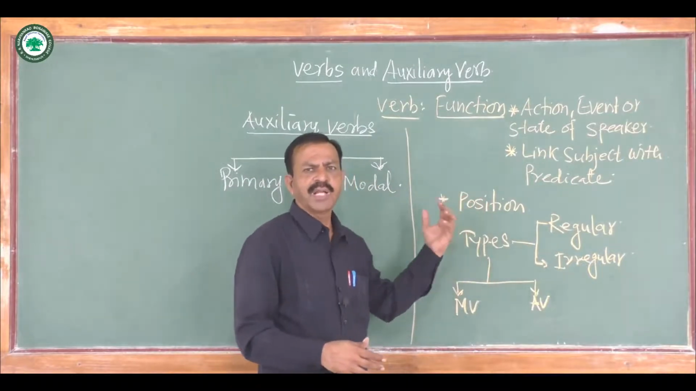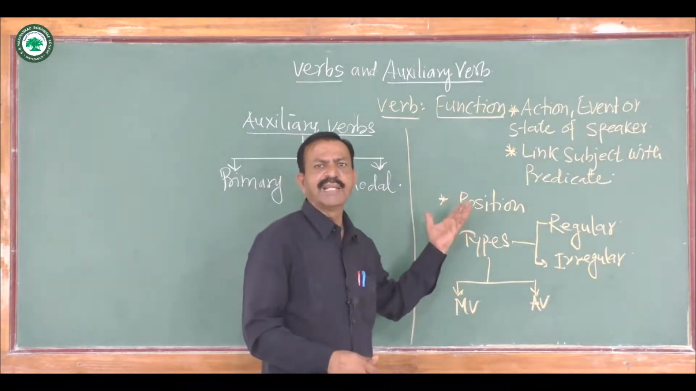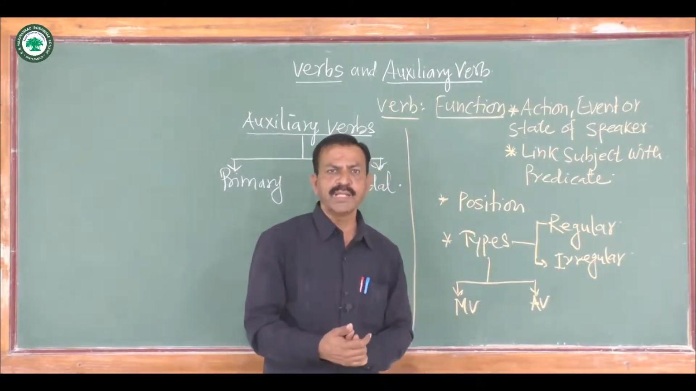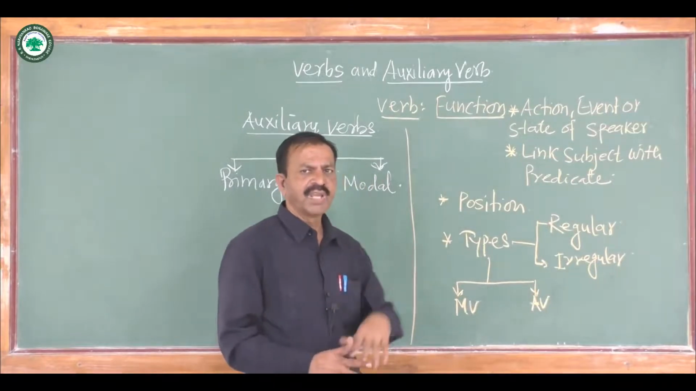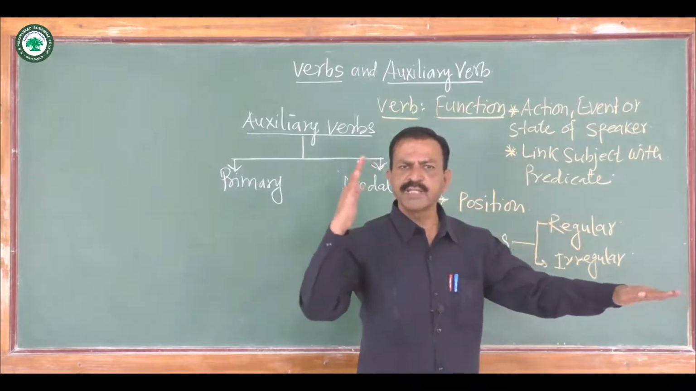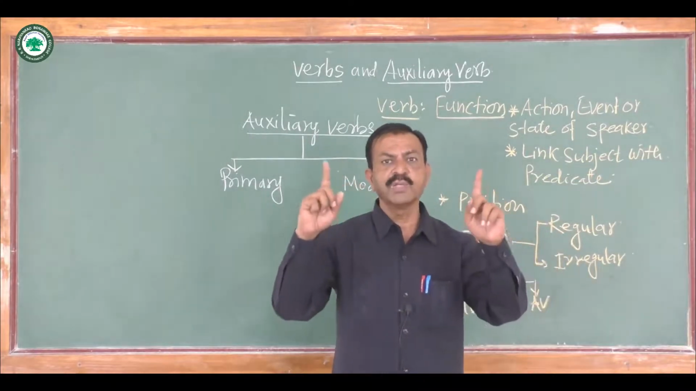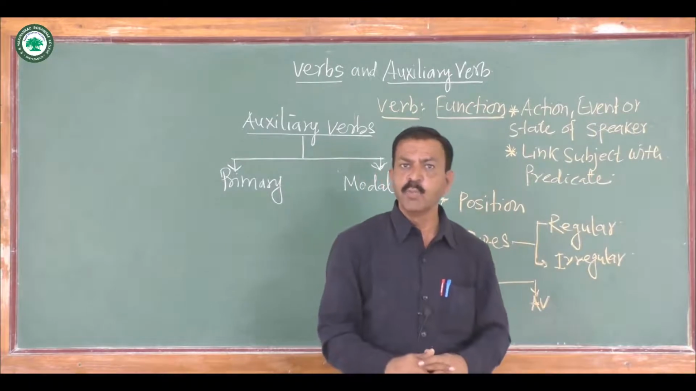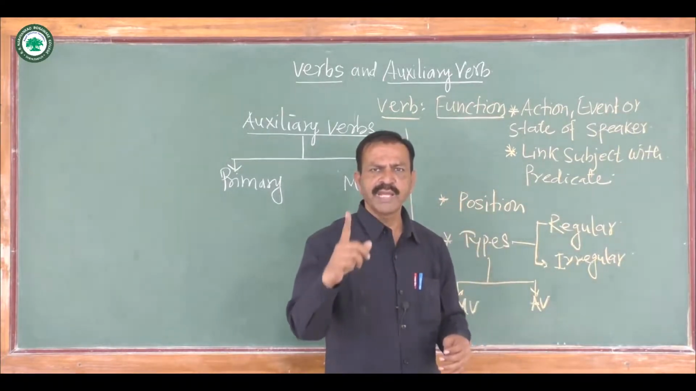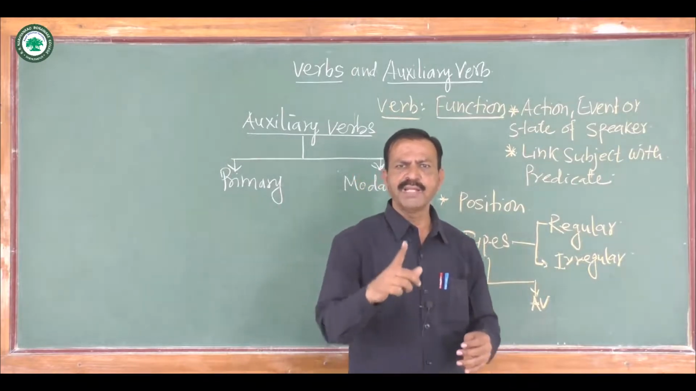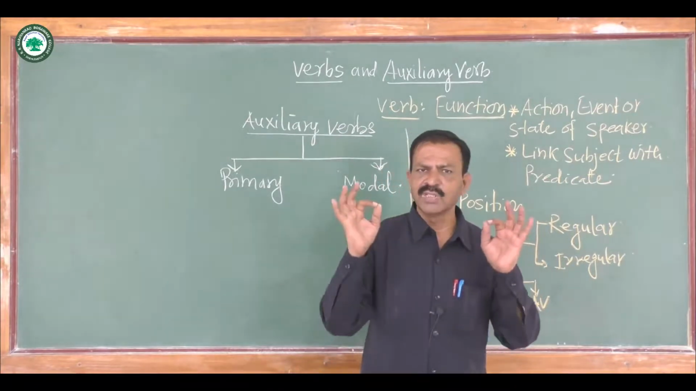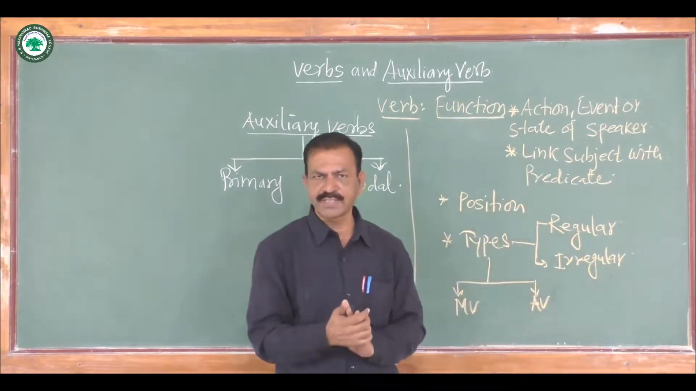Now I would like to focus your attention on the next type of helping verb or auxiliary verb, that is known as modal auxiliaries. As I said earlier, there are 13 primary auxiliaries. As far as modal auxiliaries are concerned, there are 12 modal auxiliaries. Which are they? Shall, should, will, would, can, could, may, might, must, ought, dare and need. These are the 12 modal auxiliaries.